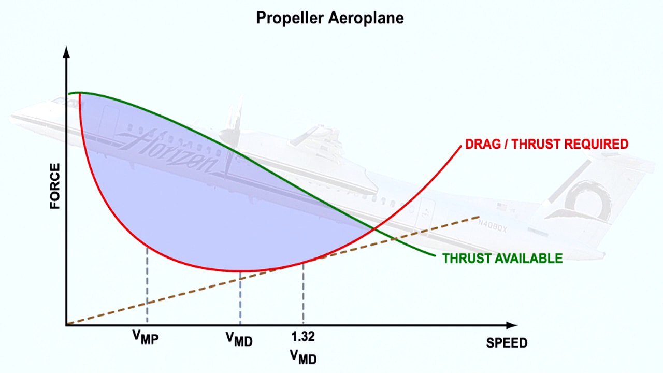You'll recall that to maximize the angle of climb, excess thrust available must be at a maximum. Excess thrust available occurs where the distance between the thrust curve and the drag curve is the greatest, as shown here. Notice that maximum excess thrust occurs at this speed. At any other speed, the excess thrust available is less, and therefore the maximum achievable climb angle is shallower. Therefore, Vx for a propeller aeroplane occurs not at VMD like the jet aeroplane, but instead at VMP.